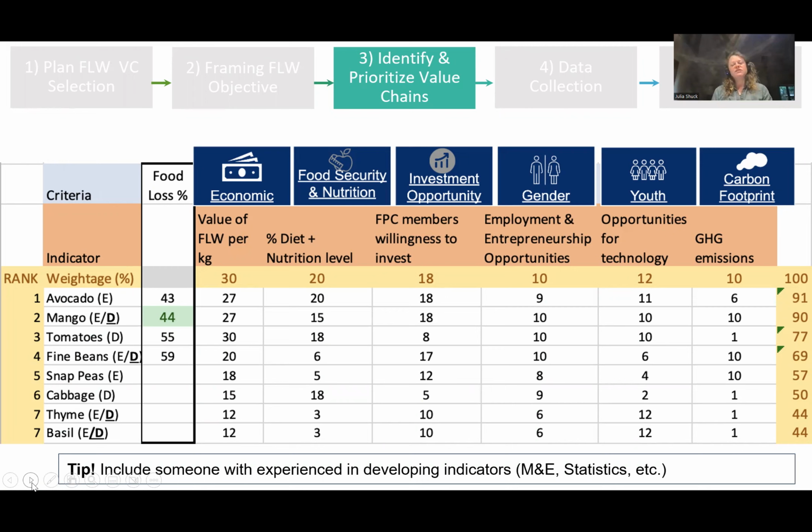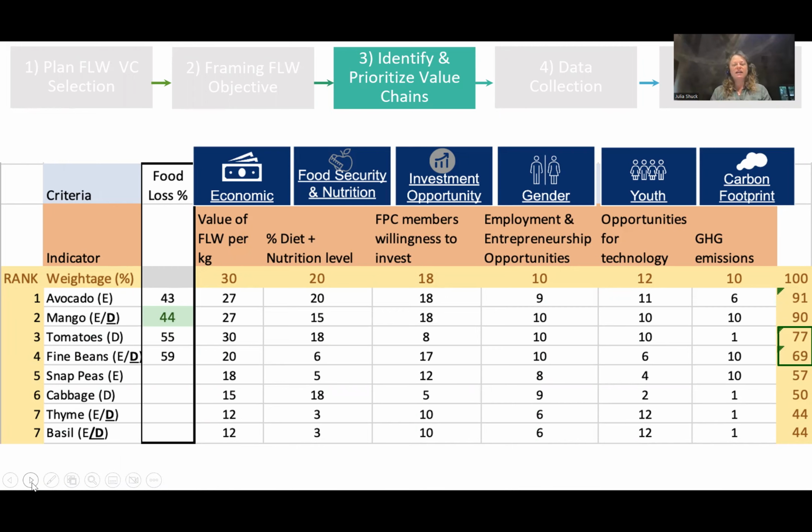And then on the next slide, you can see we've highlighted that we ended up going with the 3rd and 4th ranked value chains, tomatoes and fine beans or green beans. Part of that is because, like we mentioned earlier with timing for harvest, avocado were not in season at the time, so we knew we would get rough guesses. So we decided to start looking at the other 3.